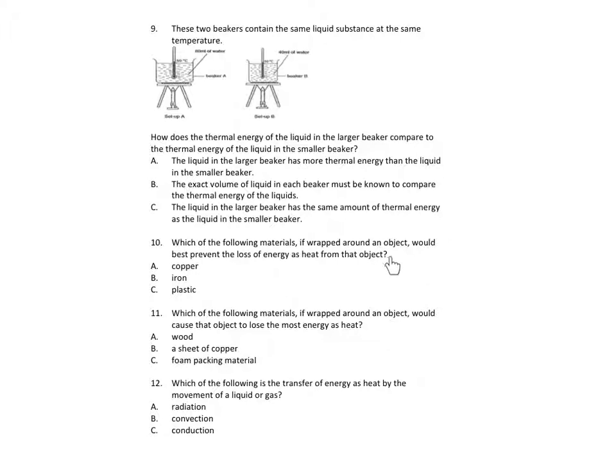Number 10. Which of the following materials, if wrapped around an object, would best prevent the loss of energy as heat from that object? A. Copper. B. Iron. C. Plastic. Number 11. Which of the following materials, if wrapped around an object, would cause that object to lose the most energy as heat? A. Wood. B. A sheet of copper. C. Foam packing material.